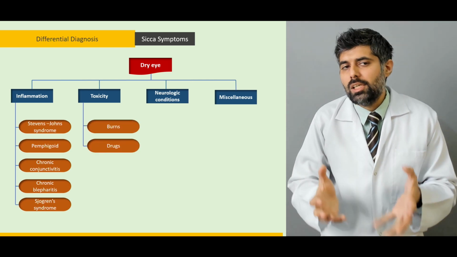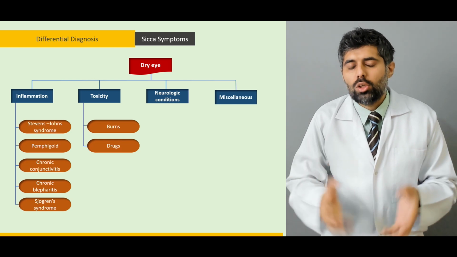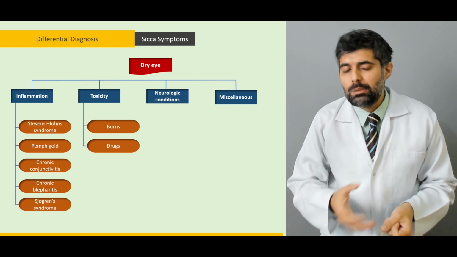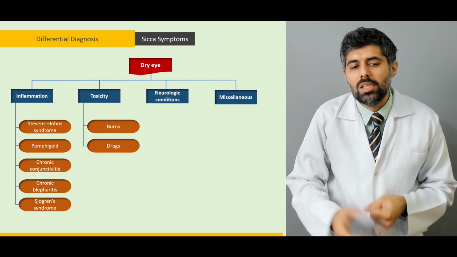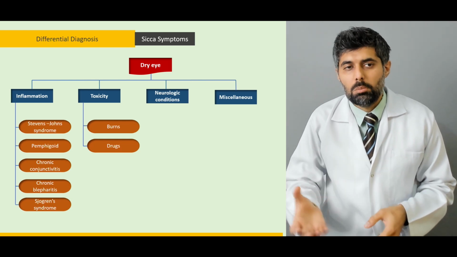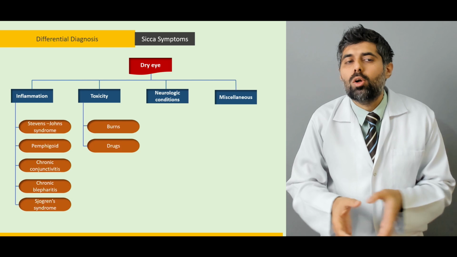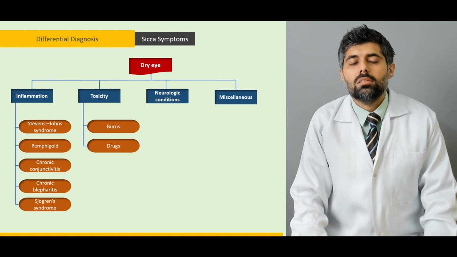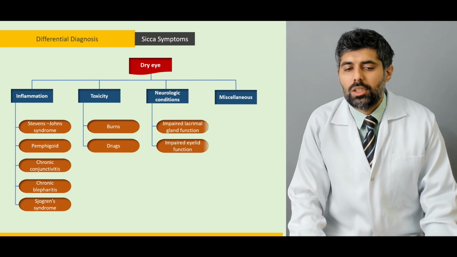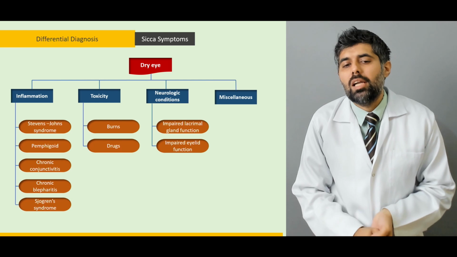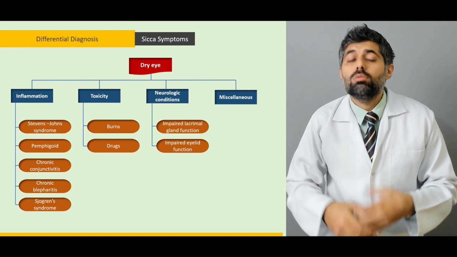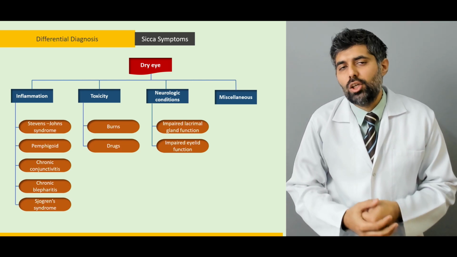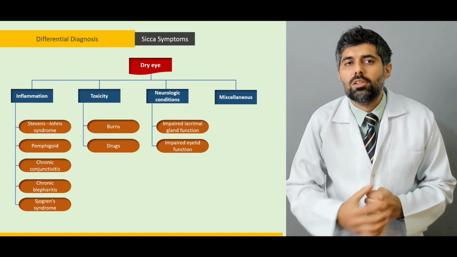Next, we're going to study of the toxicity. Now, the toxicity that can result in dry eyes can be due to the burns, especially the second and third degree burns, and certain drugs. Some of those, as I mentioned earlier, can also result in dry eyes as well as dry mouth. Next, we're going to study about the neurological conditions such as impaired lacrimal gland function due to low nervous stimulation and impaired eyelid function that can hinder in the release of the tears.